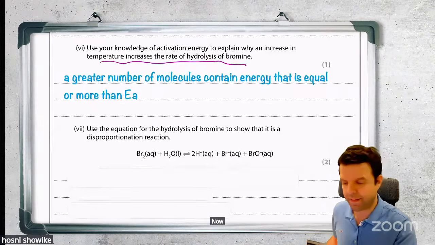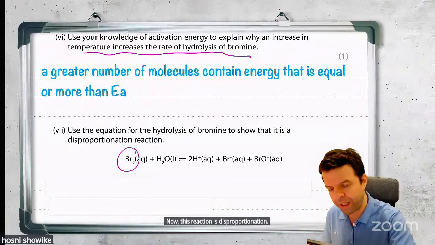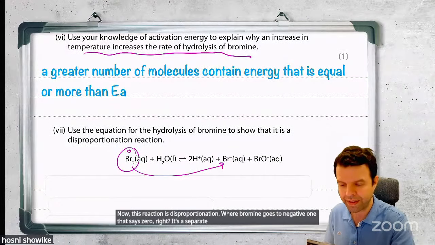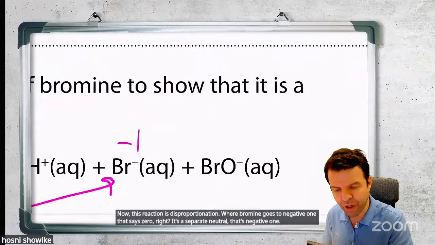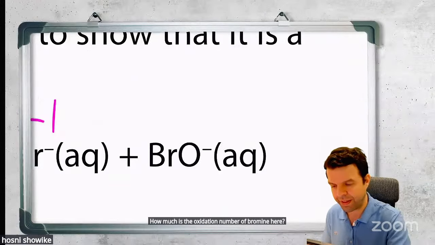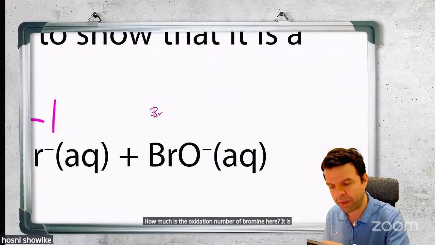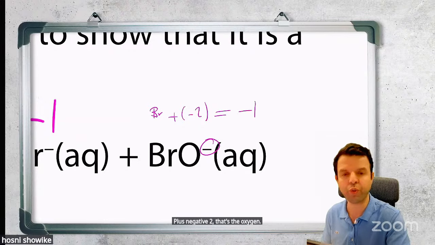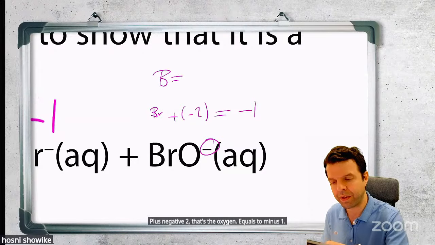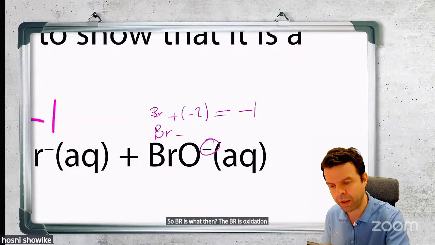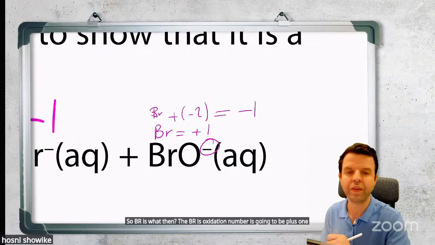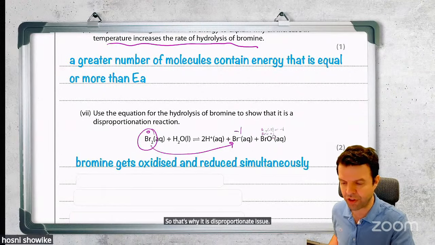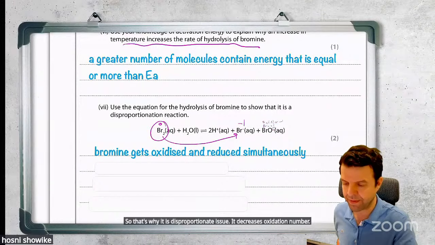Now, this reaction is disproportionation, where bromine goes to -1. That's a zero, right? It's a separate neutral element. That's -1. How much is the oxidation number of bromine here? It is Br plus -2, that's the oxygen, equals -1. So Br is what then? The Br's oxidation number is going to be +1, right? So that's why it is disproportionation, because it decreases oxidation number and increases it at the same time.